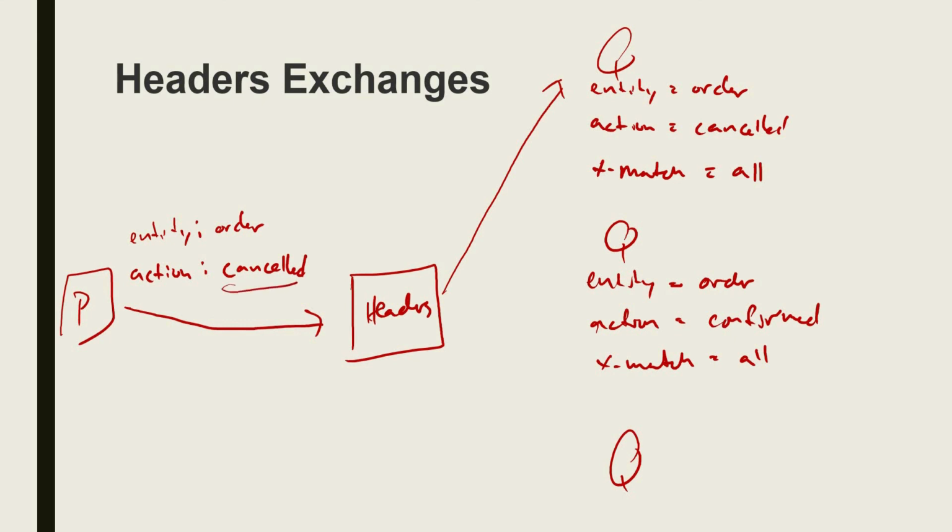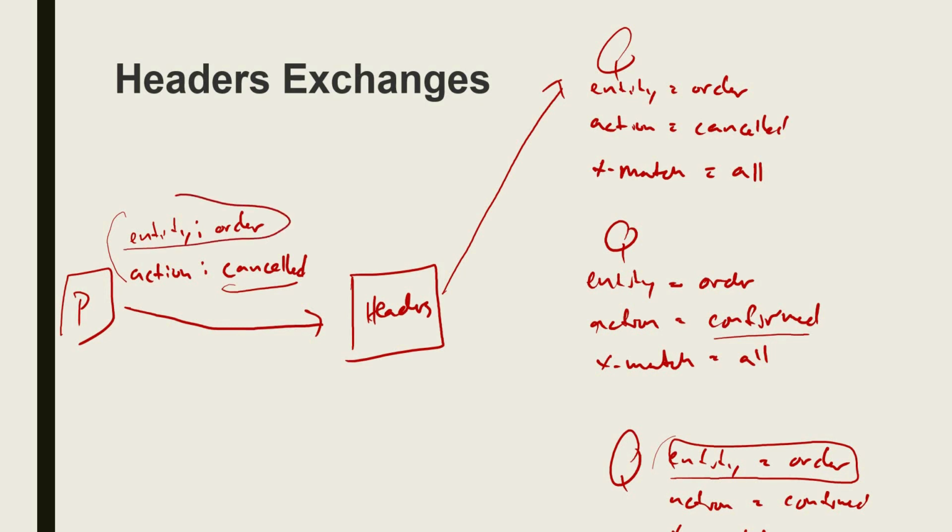This is canceled and over here this is confirmed, so it's not going to send it to this queue at all. And the very last queue, let's say that entity equals order, and then action is going to equal confirmed, right? Same thing, but x-match is going to equal any. So this basically means that any one of these could match what was passed in over here. And since entity order does match the entity order over here, this is going to get passed as well, right?